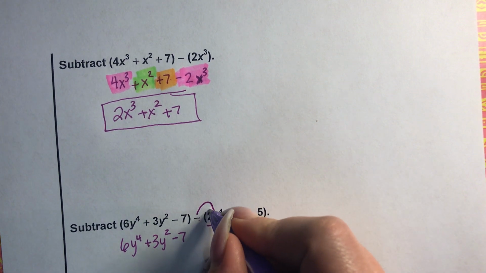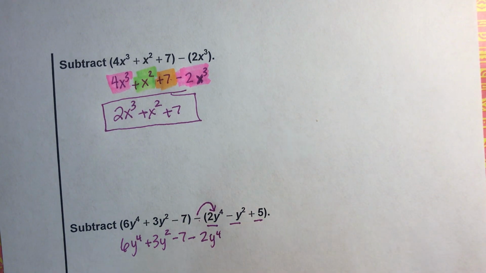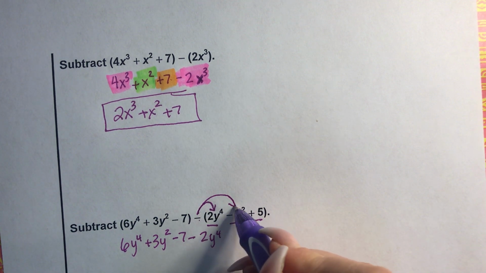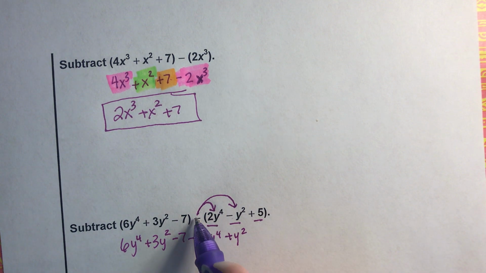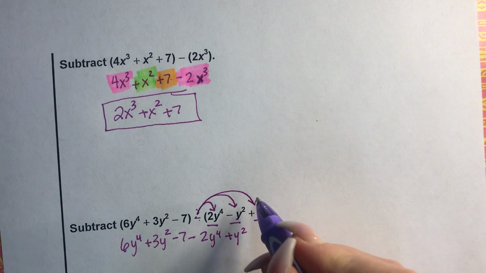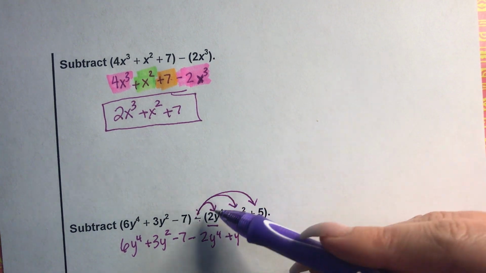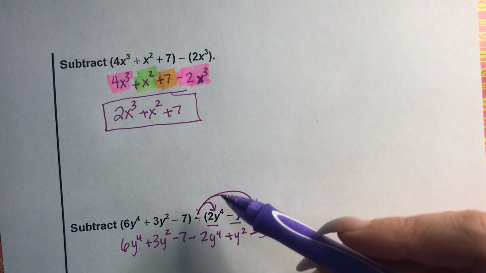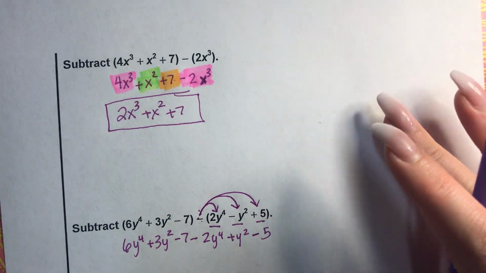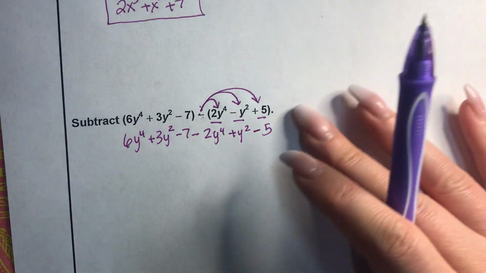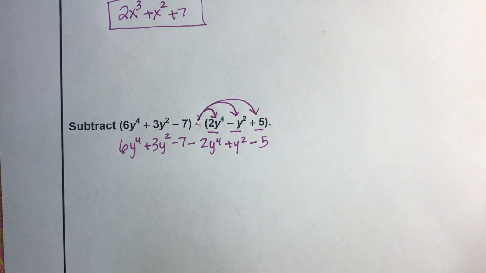So we're going to go a negative times 2y to the 4th, which is going to be a negative 2y to the 4th. And then we're going to go negative times negative y squared. A negative times a negative is a positive, so it's going to be a positive y squared. And then we're going to go negative times a positive here, which is going to be a negative 5. So that's really the big thing. This is where I see students mess up, is that maybe they just give that negative to the first thing, and you really have to distribute it to each thing inside the parentheses. You have to distribute it evenly, okay? So once you have distributed that negative evenly to everything inside the parentheses, then you just combine like terms.